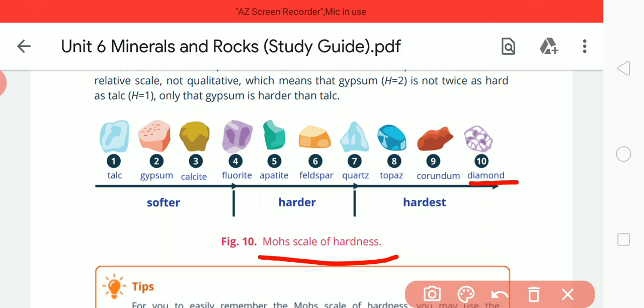Now, talc can be scratched by gypsum. Gypsum can be scratched by calcite. Calcite can be scratched by fluorite. Fluorite can be scratched by apatite. Same also goes with apatite, which can be scratched by feldspar. Then feldspar can be scratched using quartz minerals. Quartz can be scratched with topaz. Topaz can be scratched with corundum minerals. Tapos, ang mineral na makascratch ni corundum is the diamond. Na diamond, wala na makascratch ana niya class. That's because diamond is the hardest of all types of minerals.